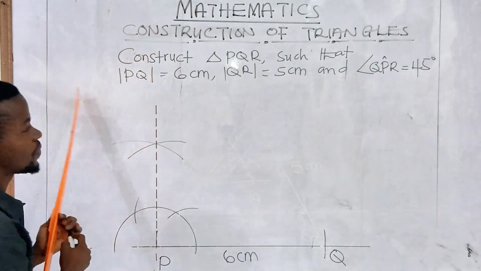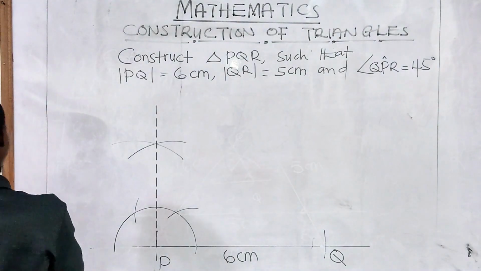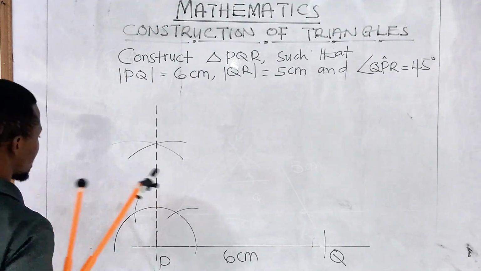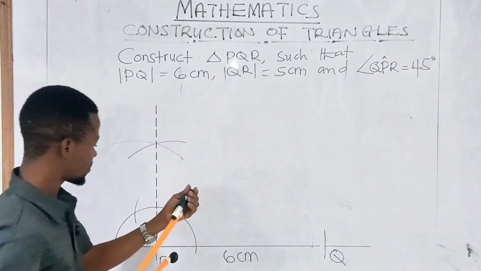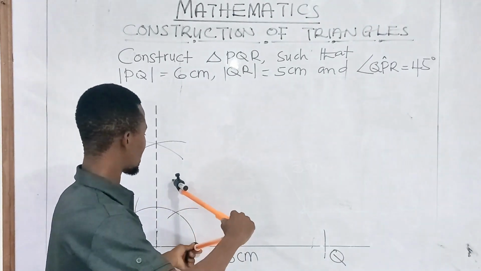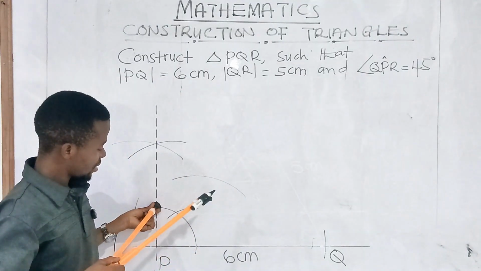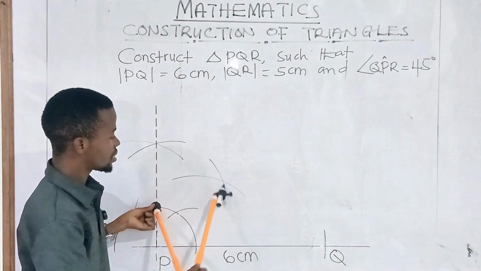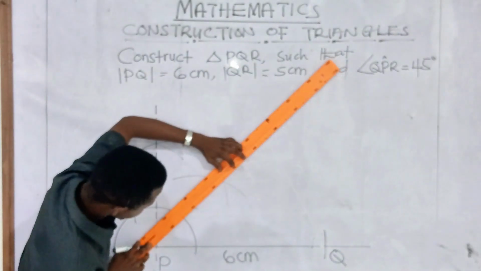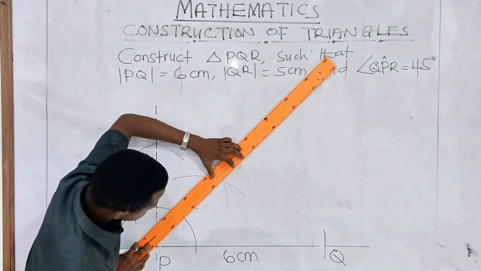Now I need 45 degrees. I have to bisect my 90 degrees. So I'll open to a reasonable radius. I'll stand here. I'll make an arc. And I'll stand here. Now I'll make an arc to cross the first one. I'll draw my line from P to pass through the intersection of the two arcs here.